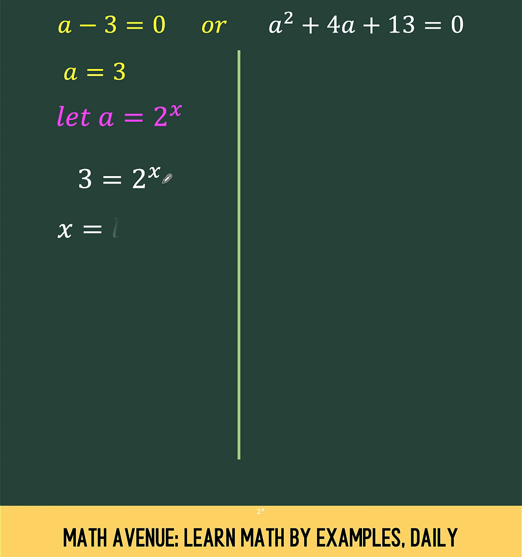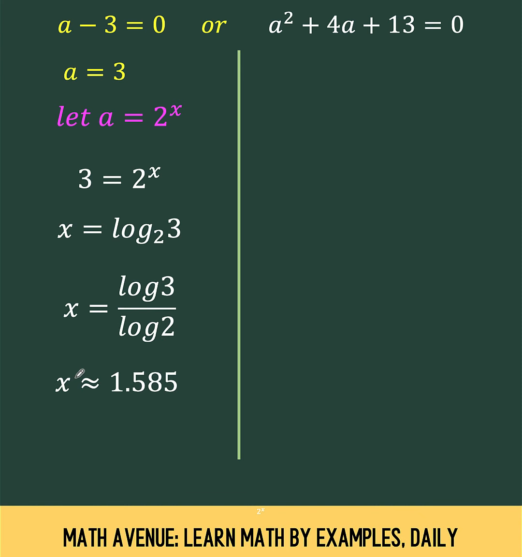And then using logarithm, the exponent x is equal to the logarithm of 3 to the base 2. And using the change of base formula, we now have log 3 over log 2. Here, the implied base is 10, and that's common to both of them. And this has an approximate value of 1.585.